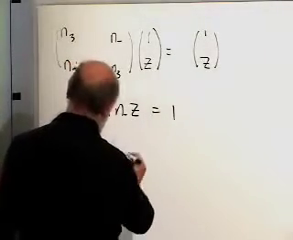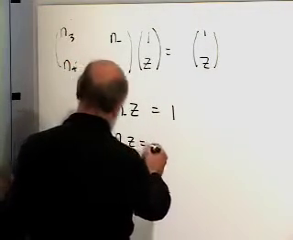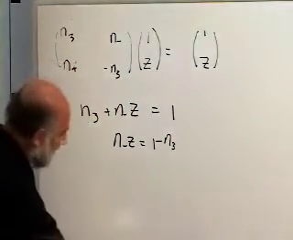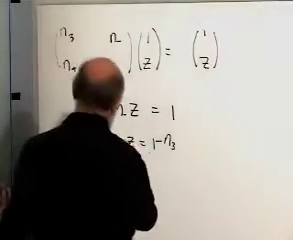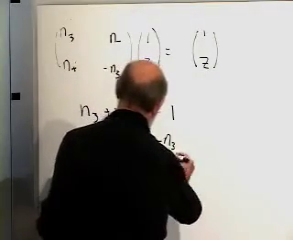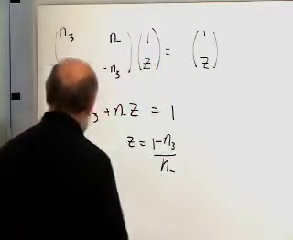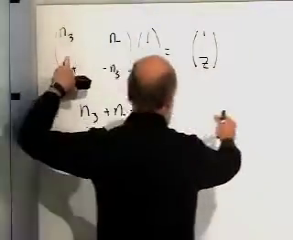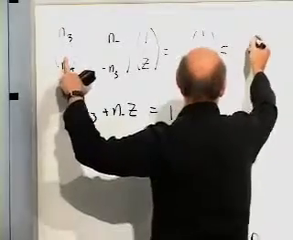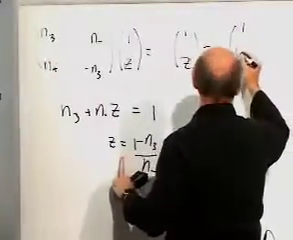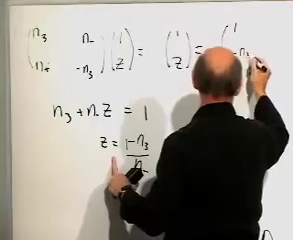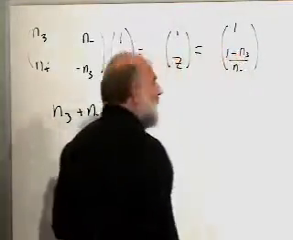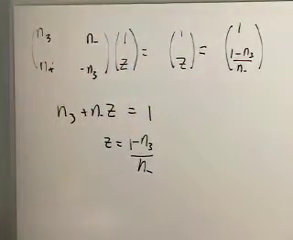We can subtract n3. We get n minus z is equal to 1 minus n3, and then divide by n minus. And we've now found an eigenvector of sigma dot n. And here it is. I'll write it out now. It's equal to 1, minus n3 over n minus. Now, it's not normalized.